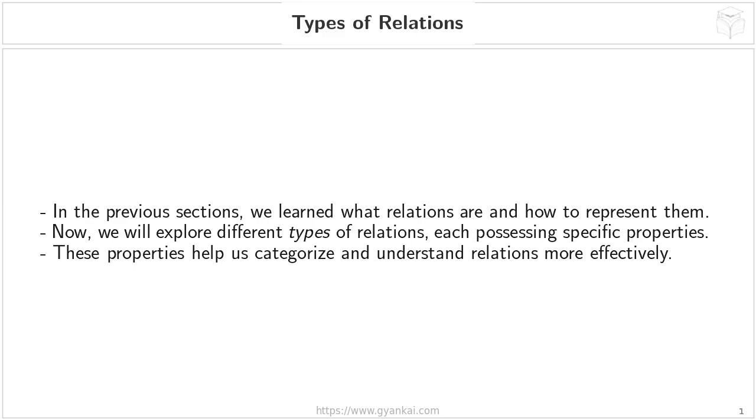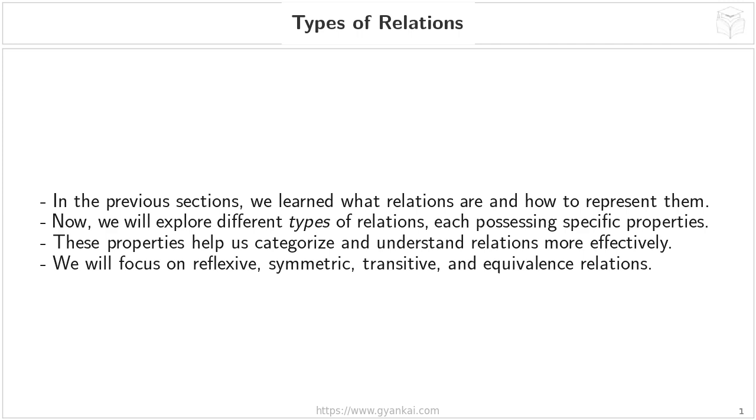These characteristics are called properties. By identifying these properties, we can better understand how different relations behave and what makes them unique. It allows us to organize our knowledge and makes working with relations much more manageable. Over the next few slides, we'll be diving deep into 4 important types of relations: reflexive, symmetric, transitive, and equivalence relations. We'll learn exactly what each of these means and how to determine if a given relation possesses that property.